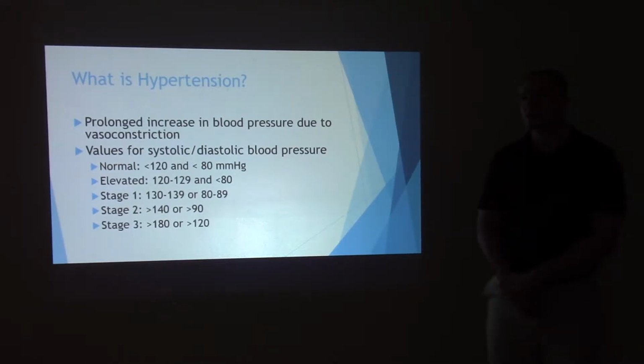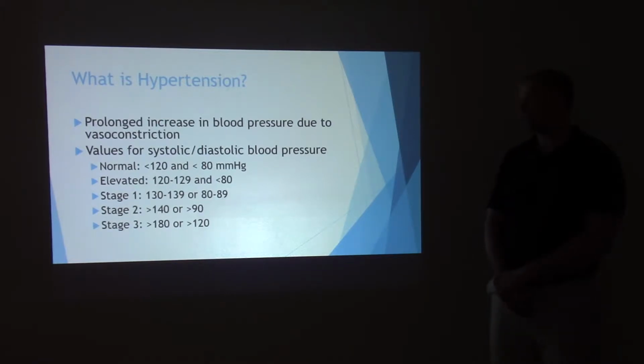The values for systolic and diastolic blood pressure are as follows. Normal blood pressure is defined as a systolic blood pressure of less than 120 and a diastolic blood pressure of less than 80 millimeters of mercury. Elevated blood pressure is defined as a systolic blood pressure of 120 to 129 millimeters of mercury and a diastolic blood pressure of less than 80.